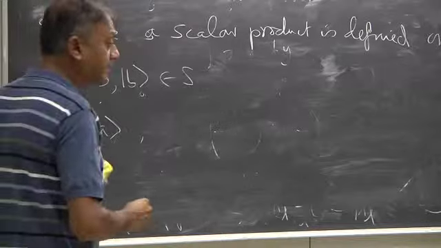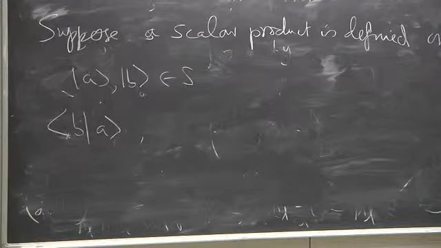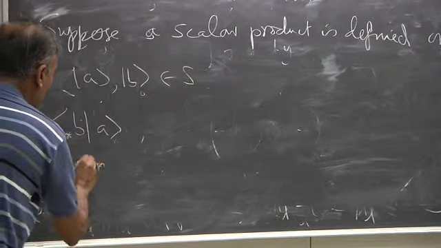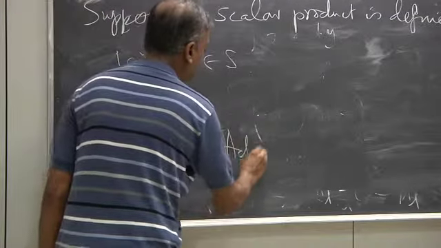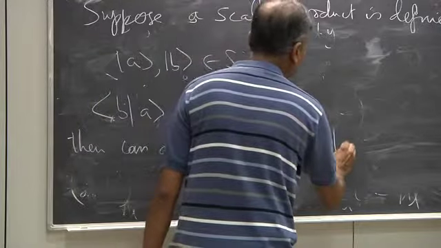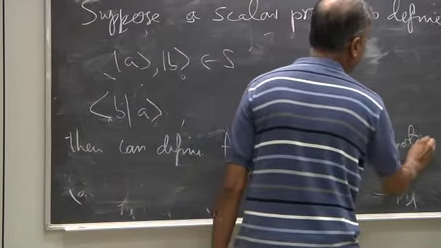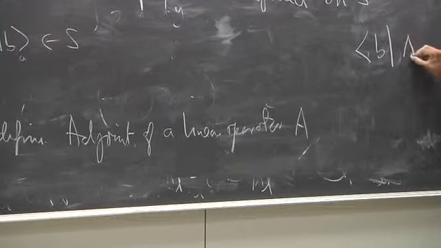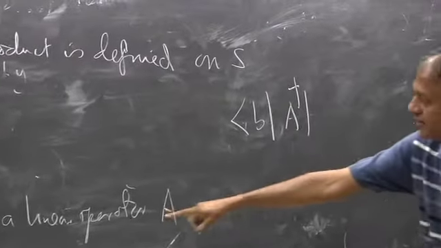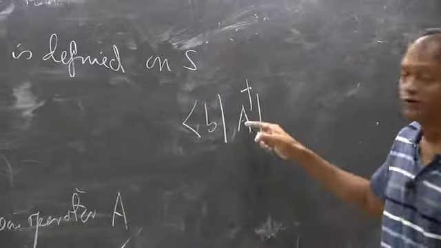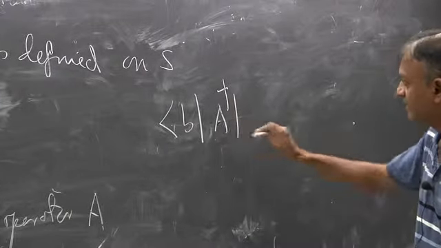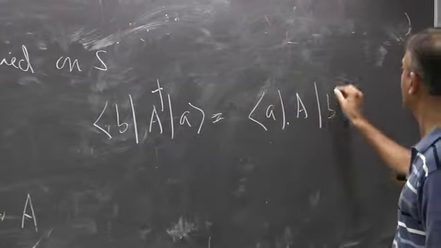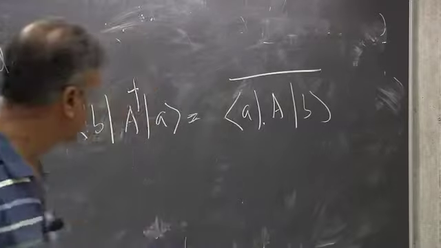Given this, you can define the concept of an adjoint of an operator. So we can define the adjoint of a linear operator, say A. It is defined by the following equation: you take B, A dagger. The adjoint of an operator A will be denoted by A dagger. This is the notation, but now I'm defining what I mean by that. This is nothing else but A, B, complex conjugate.